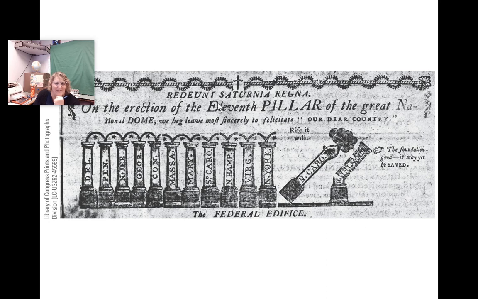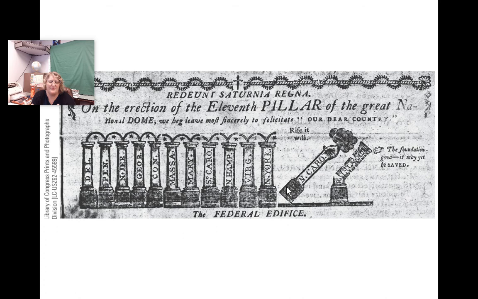This became a graphic that was used to keep track and count. So we can see this. This is the erection of the 11th pillar of the great national dome. These are supposed to look like columns that would hold up a building or a dome. And so they call it the federal edifice, an edifice being a building. With each state, it becomes stronger. And the idea is if they don't all join, the federal edifice could crumble.